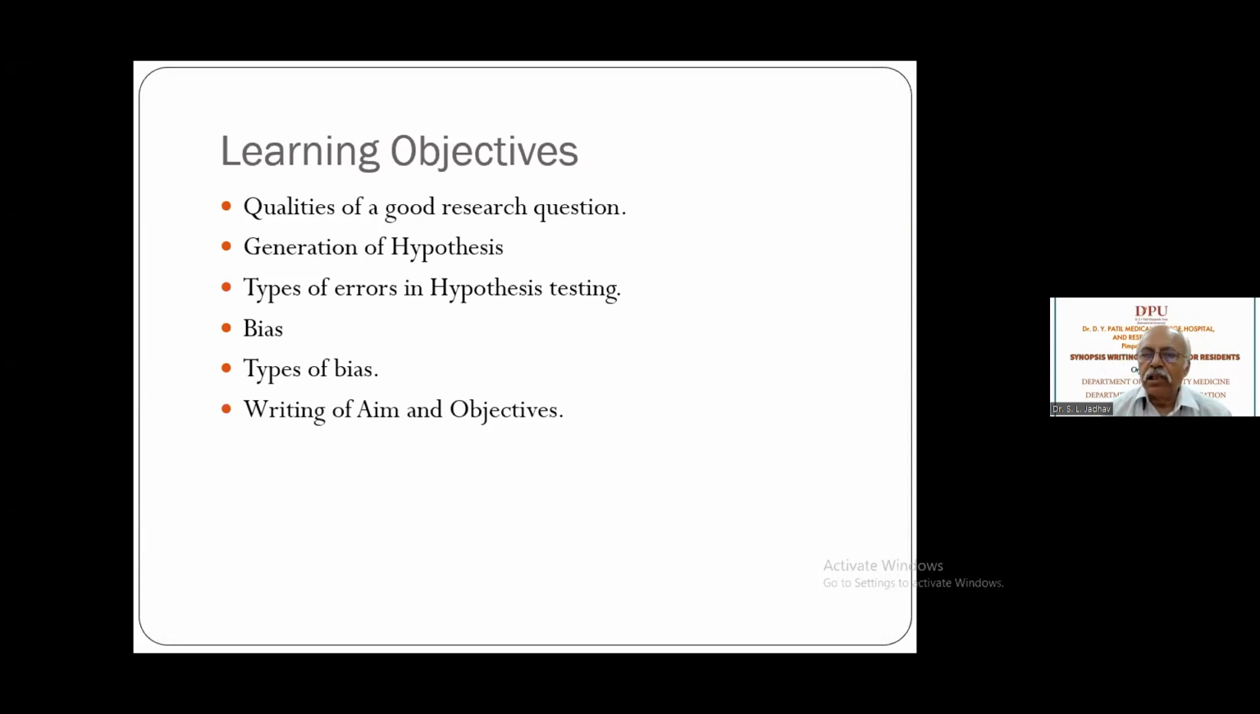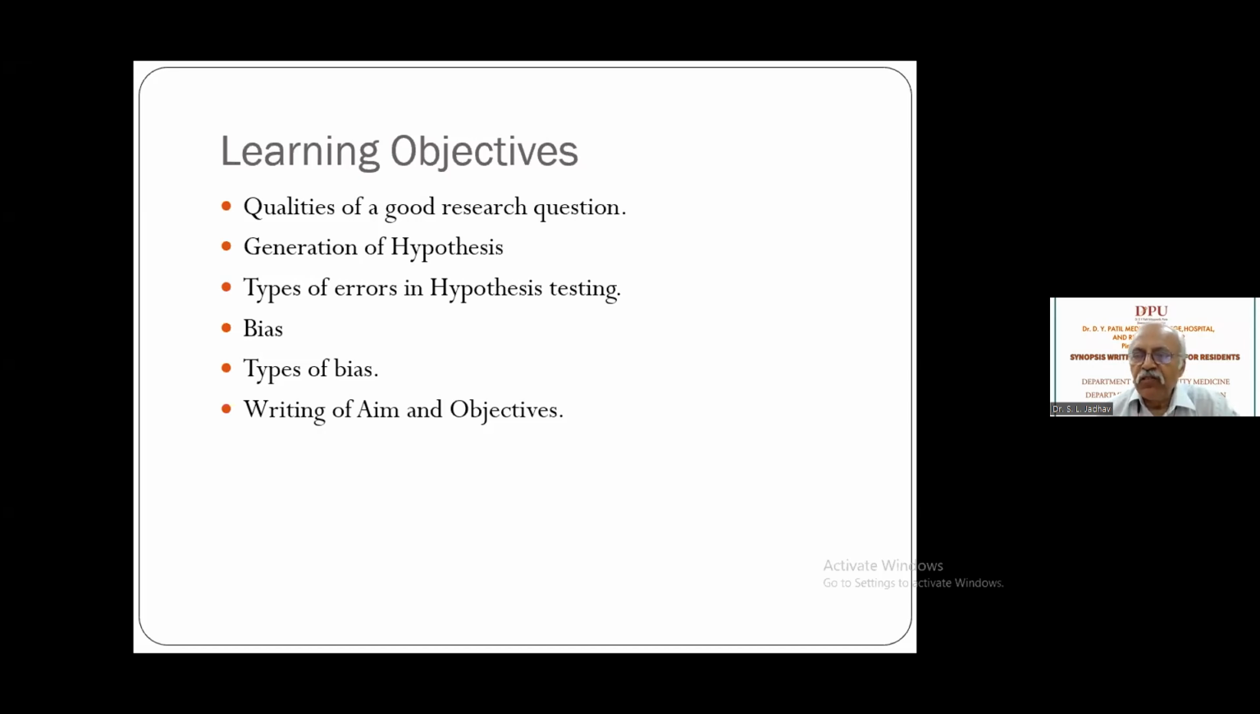In fact, they say that asking the correct question is solving 50% of the problem. So a good research question, and how you generate a hypothesis. Actually, there are two types of research question. One is straightforward, like you want to find the prevalence of a particular condition in a population. The other type is when you are comparing two groups. Once you compare two groups, hypothesis testing comes into play.